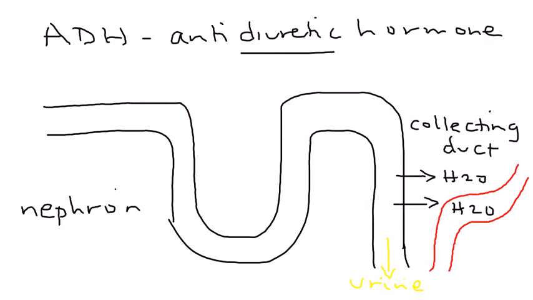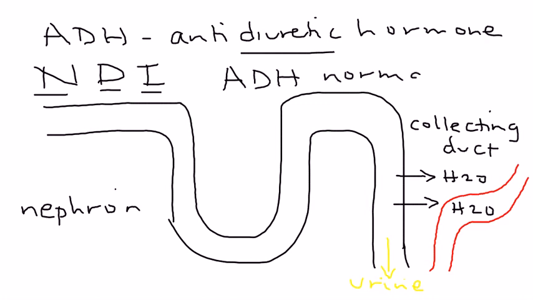Now what happens in nephrogenic diabetes insipidus, NDI, is the pituitary does release normal amounts of ADH, but the kidney is unresponsive. And that's the key. Separate this from central diabetes insipidus, where the pituitary doesn't release adequate amounts of ADH. In nephrogenic, you do have a normal amount of ADH being released from the pituitary, but the kidney is insensitive to the ADH.